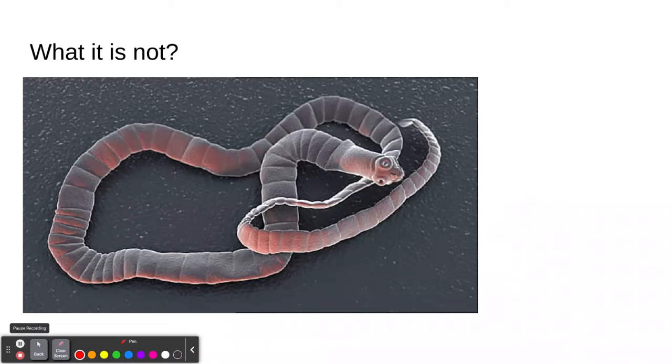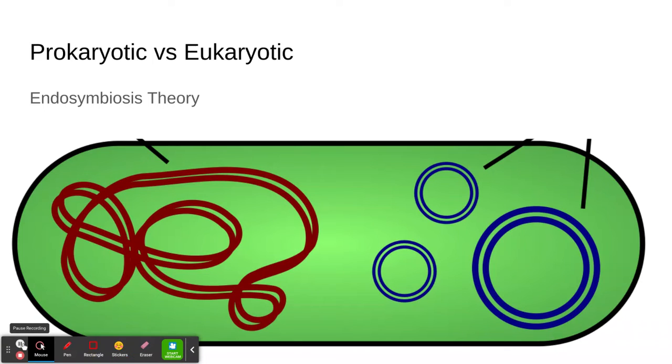By the way, this is what it is not. This is a tapeworm. You don't want a tapeworm inside you. But if you get a tapeworm inside you, there is no symbiotic relationship going on here. This is a one-way ticket. This tapeworm wants some food from you, but it doesn't benefit you. So that's not endosymbiosis. So we have to talk about prokaryotic and eukaryotic.